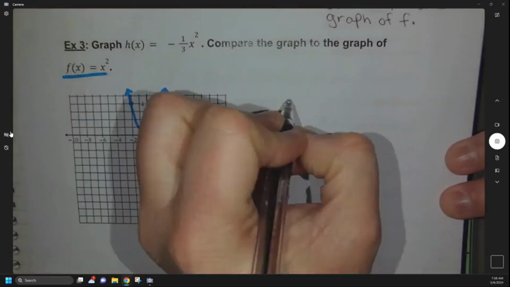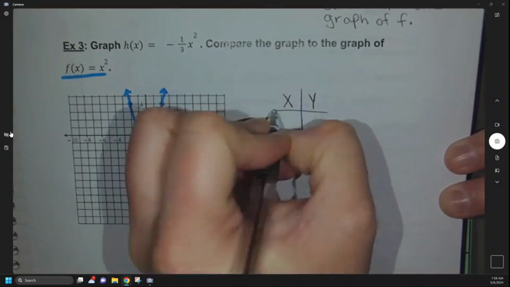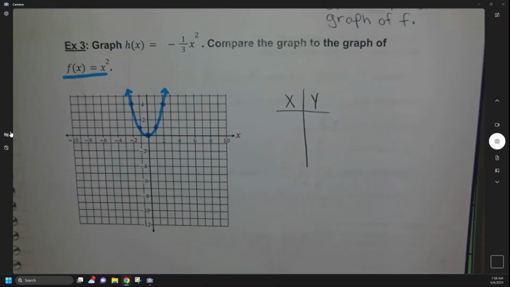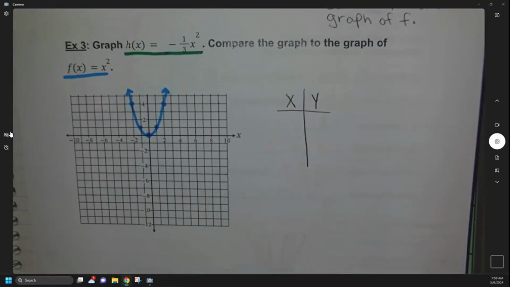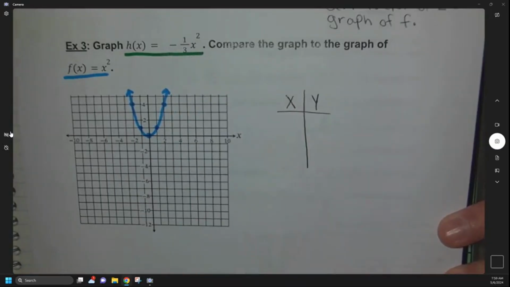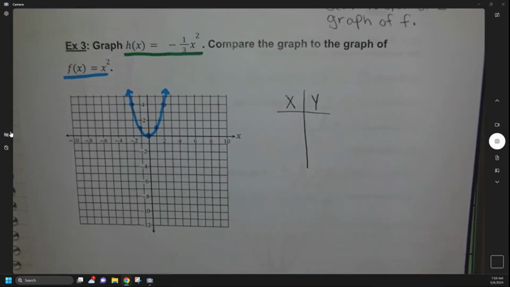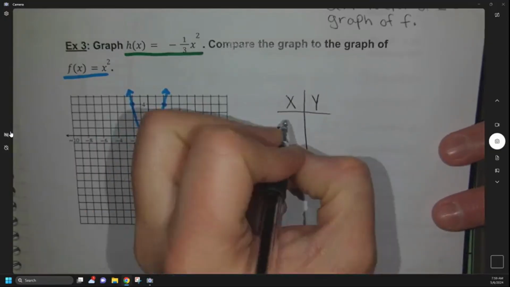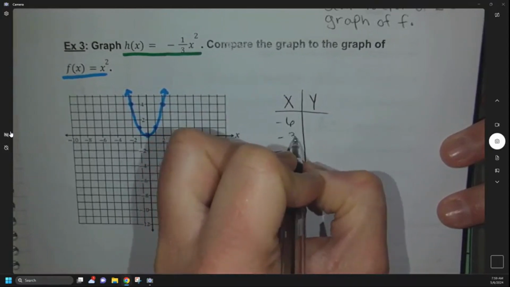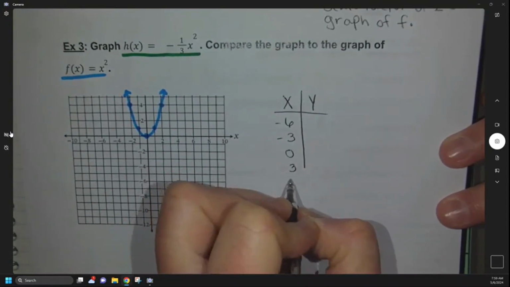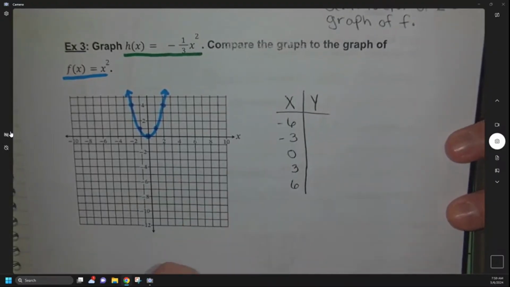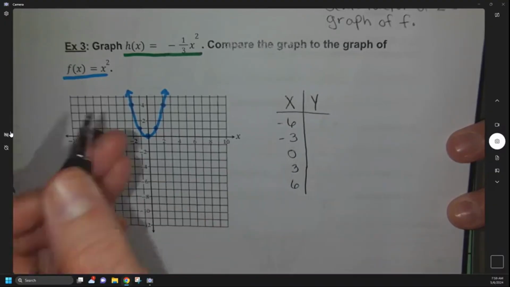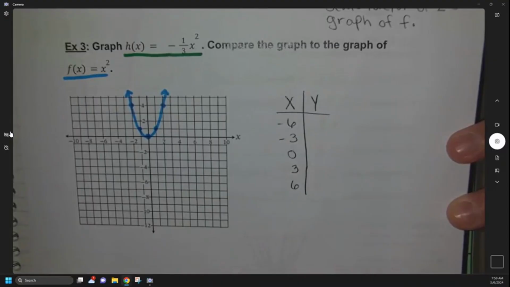Now, we're going to make our table for this next function here. I'm going to give it a color since I'm already holding those. There we go. So h is going to be green again. For this one, I'm noticing there's a fraction, right? If I want to make my life a little bit simpler, I'm going to use values that multiply nicely with my fraction. So the values that I chose are negative 6, negative 3, 0, 3, and 6. Sometimes you'll have a graph that works out fine if you end up with fraction answers. This is going to give us some whole number answers. And it really just depends on the graph that you're given or the graph that you create for yourself.